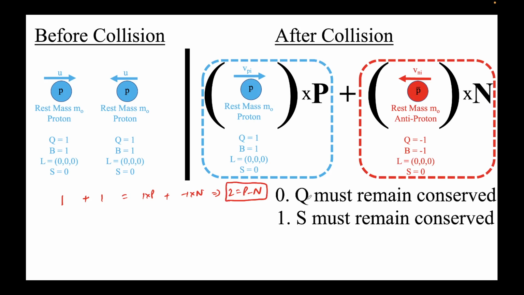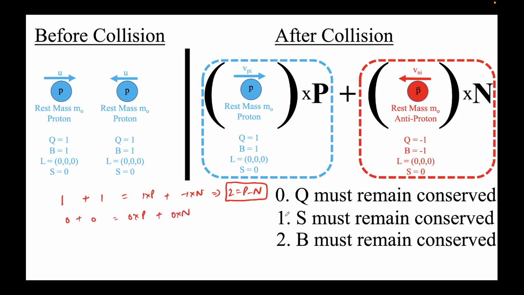S must remain conserved. Strangeness is 0 plus 0. This is equal to 0 times P plus 0 times N. So this is 0 equal to 0. That is fine. B must remain conserved. So this is 1 plus 1. This should be equal to 1 times P. Note baryon number is 1, and minus 1 for antiprotons. This will again give us 2 equal to P minus N. The same expression as before.